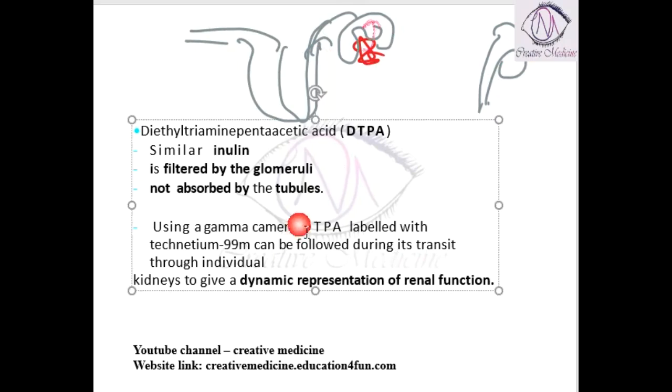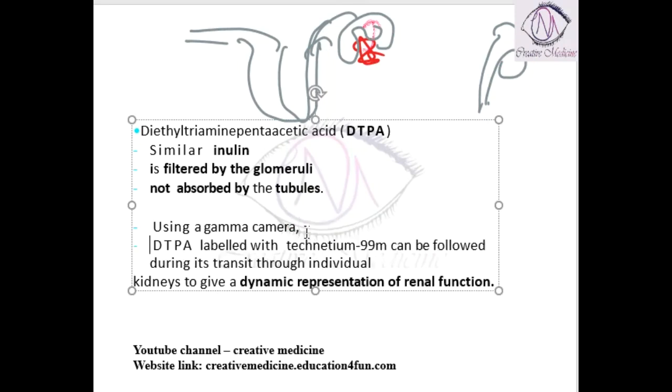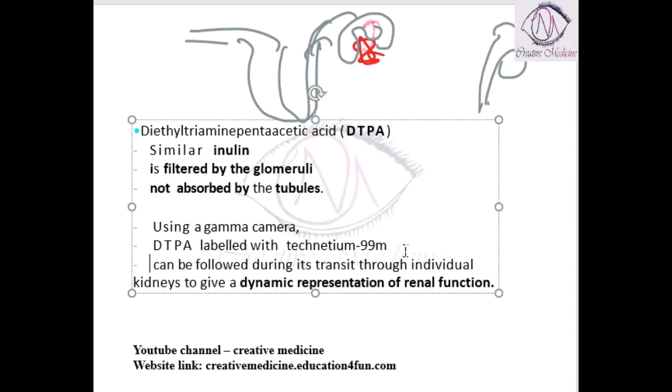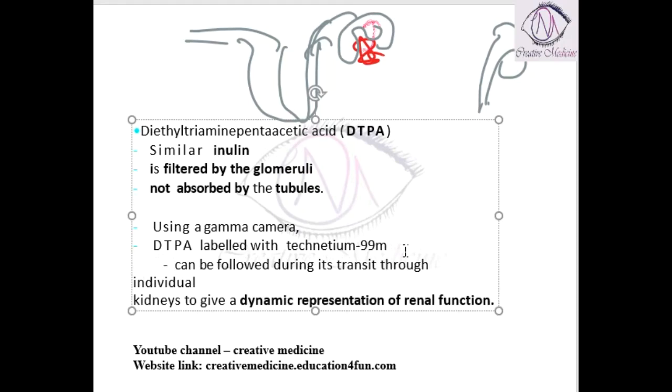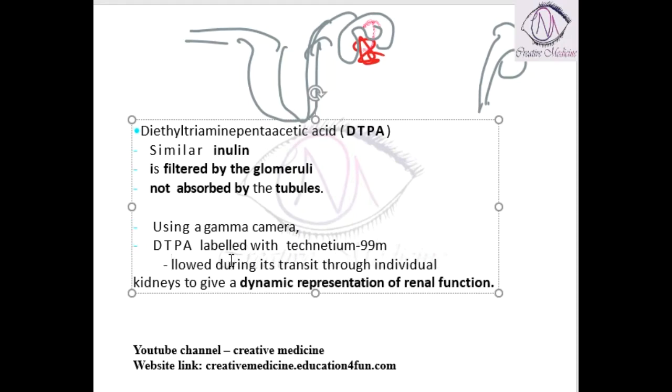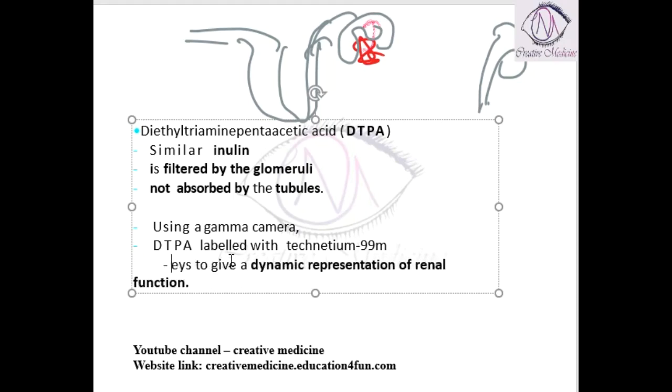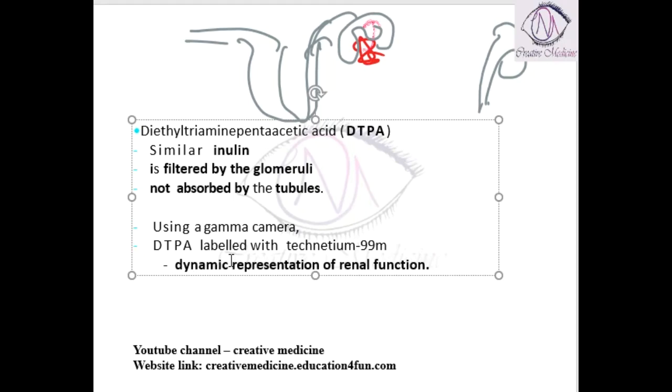So we use a gamma camera, and we label the diethyl triamine pentaacetic acid with technetium and it is given to the individual. The gamma camera will detect the activity of technetium 99m. So we will follow the dye which is going through the glomeruli, through the kidney and then into the collecting duct. Like that, the dynamic representation of the kidney function can be known.